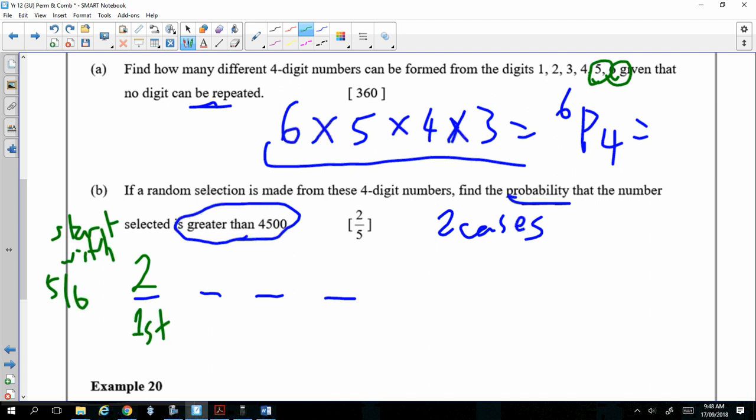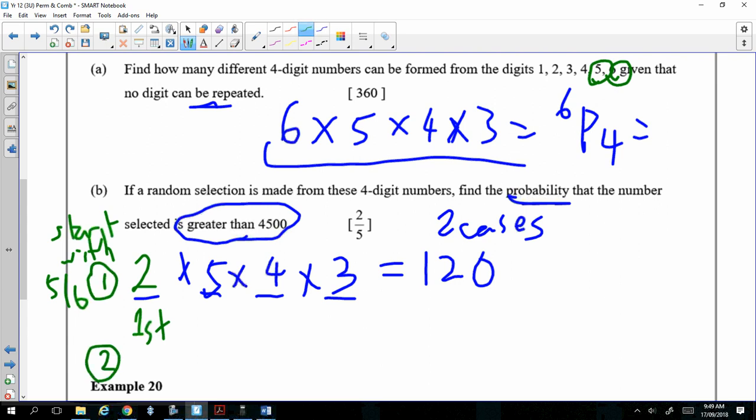Okay, so that will be 10 times 12, which is 120. Now case 2: what if you start with the digit 4? If you start with the digit 4, you have 1 choice. And if the digit is 4, the next digit has to be 5 or more, so it has to be 5 or 6. So it will be 2 choices, 5 or 6.